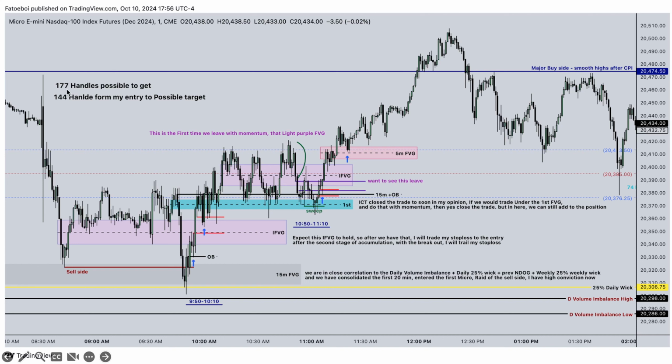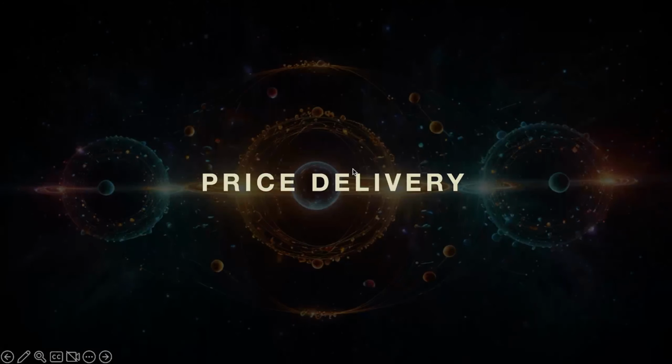We have 177 points possible to get from this entry point to here. That's $300, $400 something with one contract in the micro, $4,000 with one contract in the mini, and $40k with, you do the math.